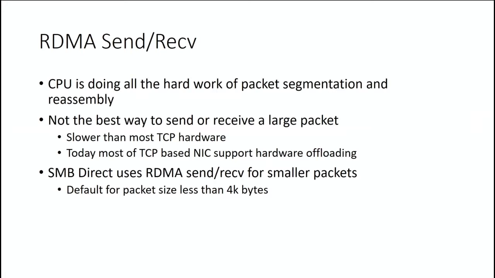So that's why in SMB Direct, send and receive is only used for smaller packets. Normally we set this size to be 4K, which happens to be 1 page in memory. So any I/O size smaller than 4K or 1 page will be sent through the RDMA send and receive. And how about packets larger than that? Then we have another way to do that. We'll look at that later.